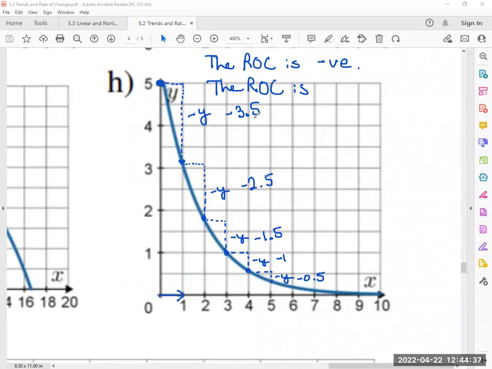So here's the million-dollar question. Is negative 3.5 larger than negative 2.5 or no? Absolute value-wise, sure. But Ethan? Yeah. Why? Because of the negative. A negative 3.5 is further away from the 0 than negative 2.5. So technically, negative 3.5 is smaller. In this situation, what is the correct answer? The rate of change is actually increasing.